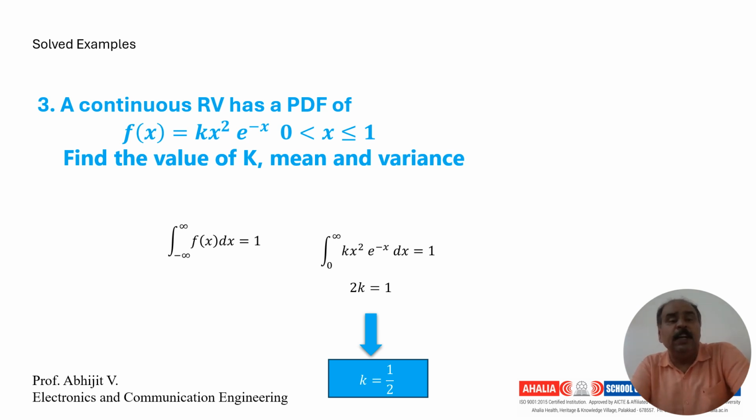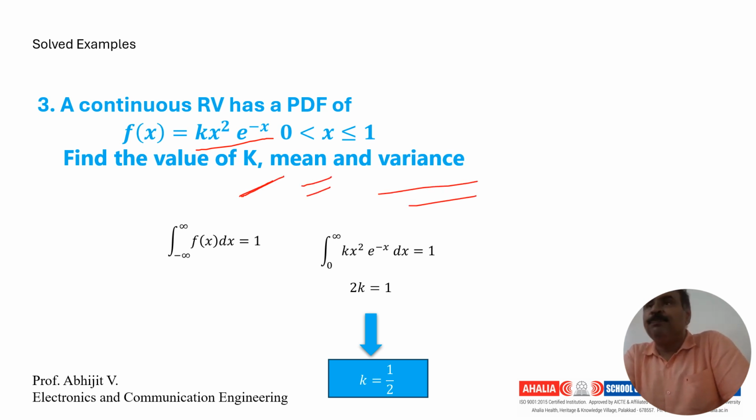A continuous random variable has a probability distribution function of k x square e raised to minus x for all values of x between 0 and 1. Find the value of k, mean and variance. This problem has something that is a bit different from the previous one. You are expected to find the mean and the variance also. And most of these questions are taken from your previous question papers.